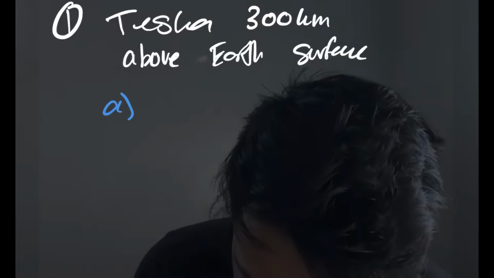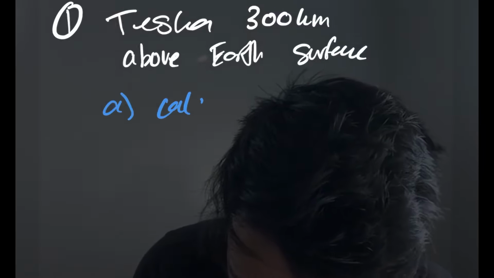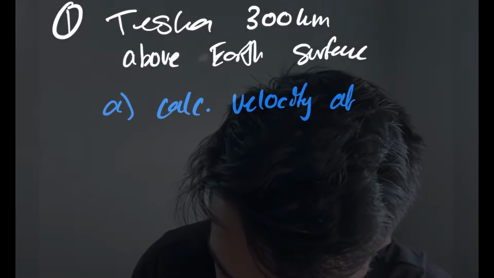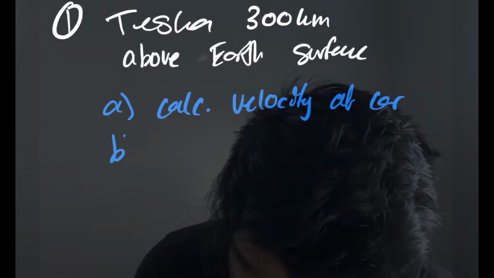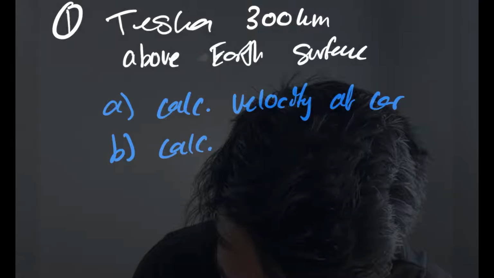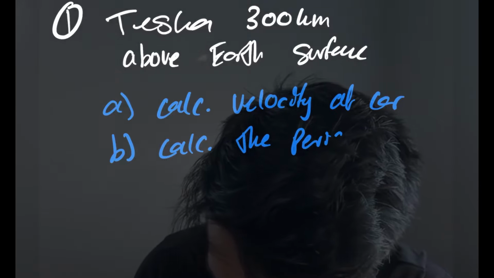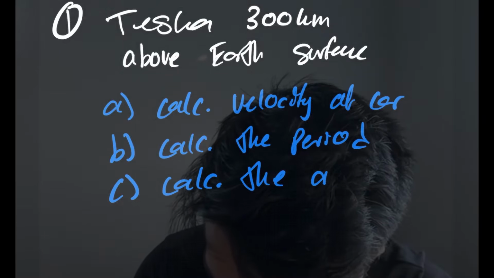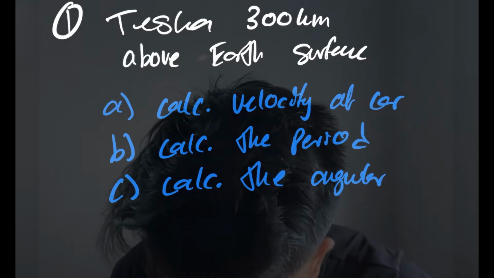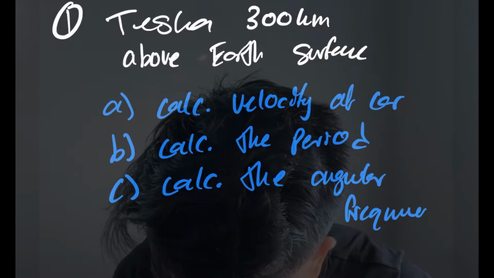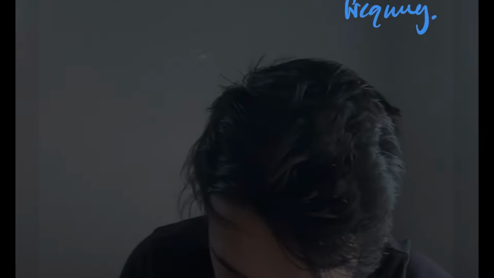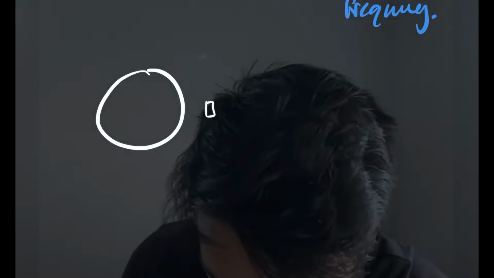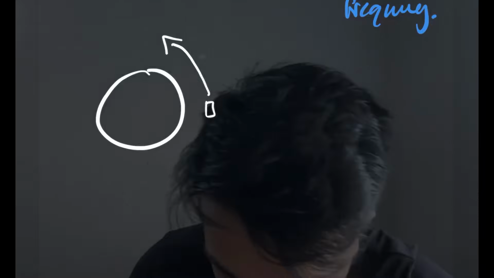So for this question, I would like us to calculate the velocity of the car. Also calculate the period, and also calculate the angular frequency. So if we draw out the scenario, we have Earth right here, and we have the little car, let's draw it as a rectangle, and it's moving in orbit around the Earth.